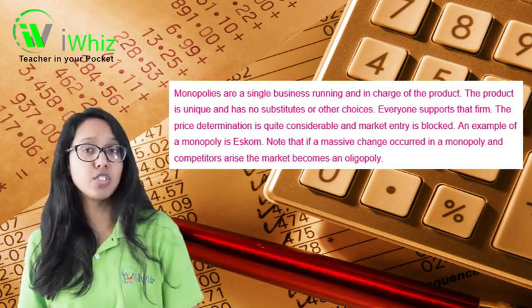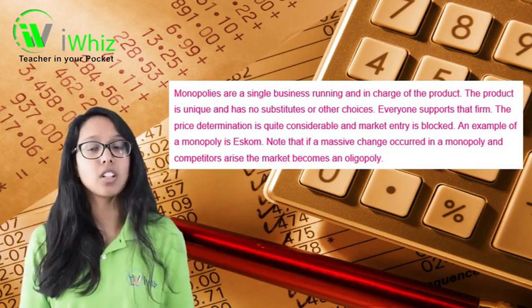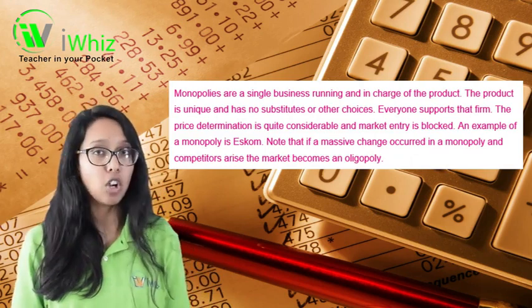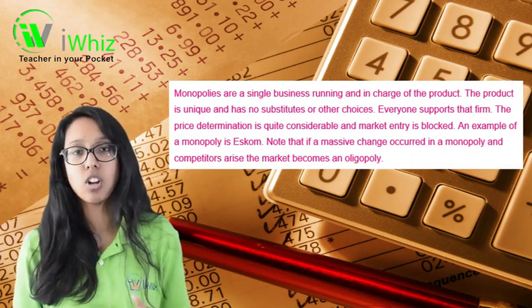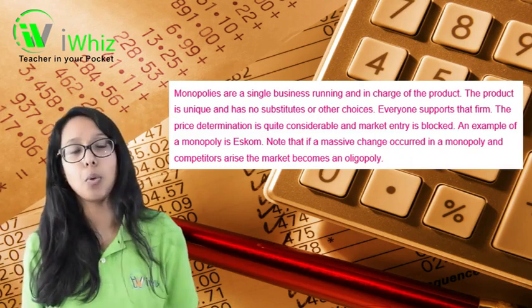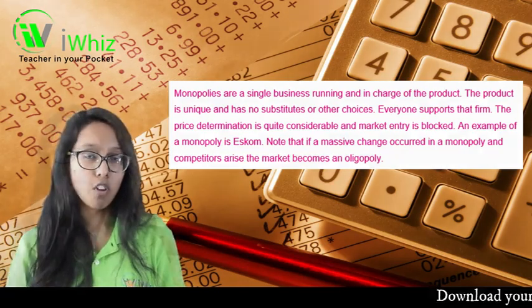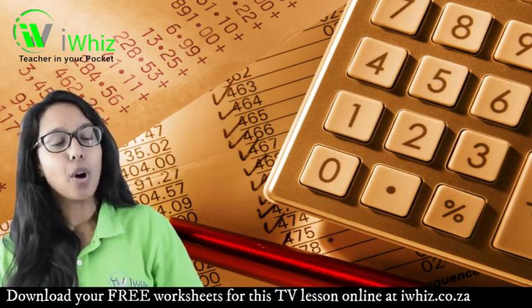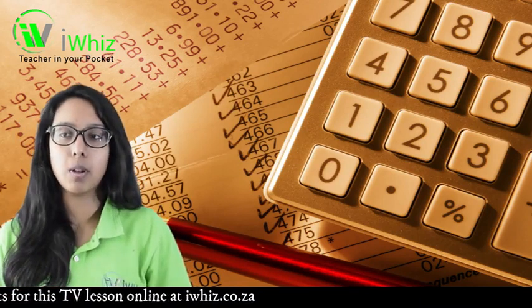If a massive change occurred in a monopoly and competitors arose in the market, it would go from a monopoly, which is a single business in charge of a product, to an oligopoly where there are many other businesses involved. Next, we look at your output, your profits, your losses, and your supplies.